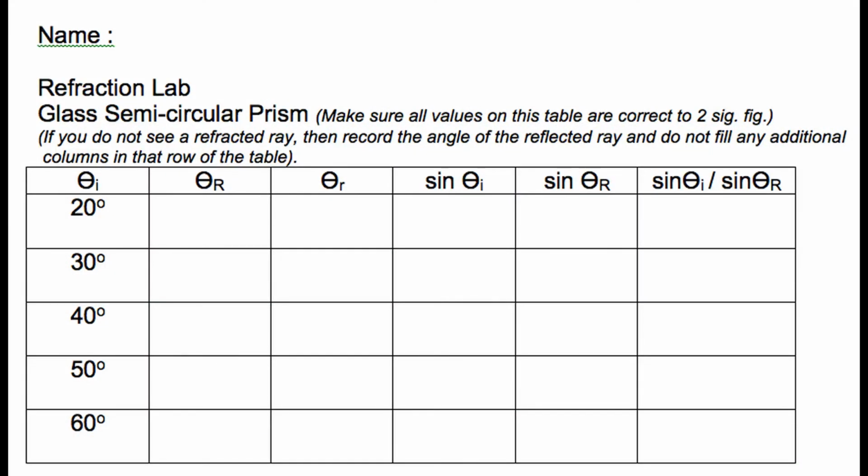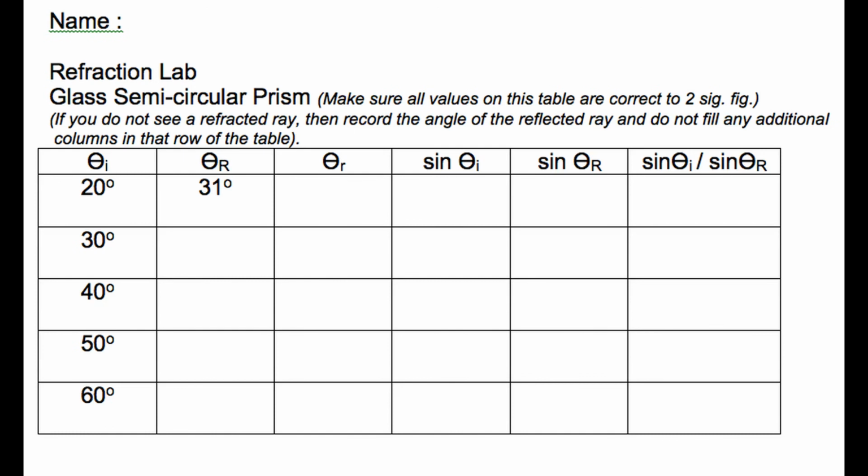So on your chart, there are a few things you have to record. The first is the angle of refraction. And remember, the capital R represents refraction. The second column is for the angle of reflection. Well, in our first data point, we don't have any reflection, so that one stays blank. Then we have to figure out the sine of the angle of incidence, the sine of the angle of refraction, and then the sine of the angle of incidence divided by the sine of the angle of refraction.